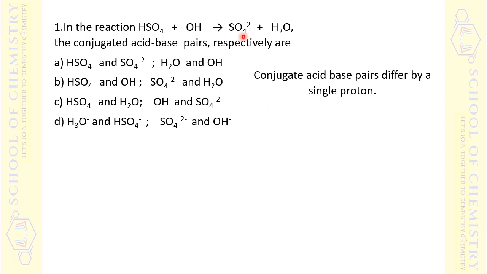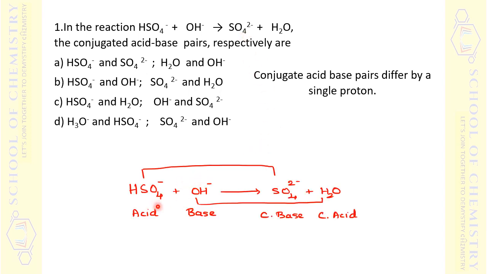So if I look at this reaction, what I can find here is that it is HSO4 minus ion, it is hydrogen sulfate or bisulfate ion, right? So this is reacting with hydroxide ion, and we can clearly see that this is transferring a proton to this species. One proton transfer is happening here, and therefore this is acting as acid, and this is accepting the proton, so therefore this is acting as base in the forward reaction.